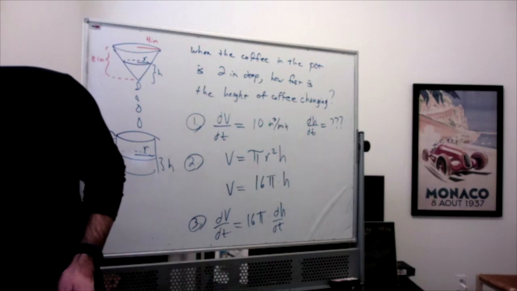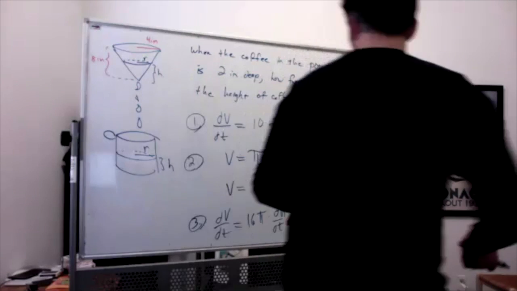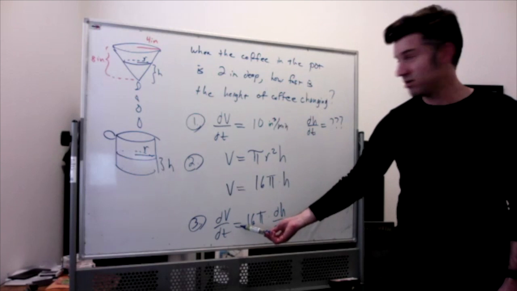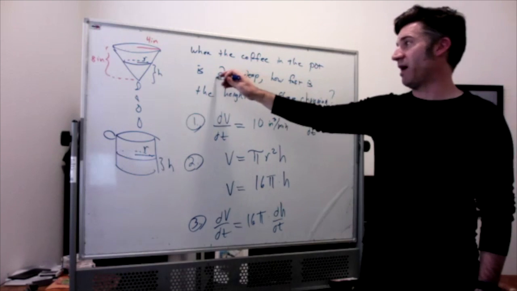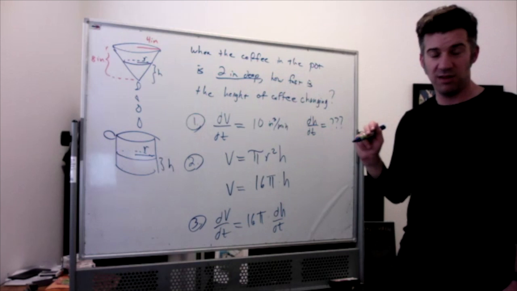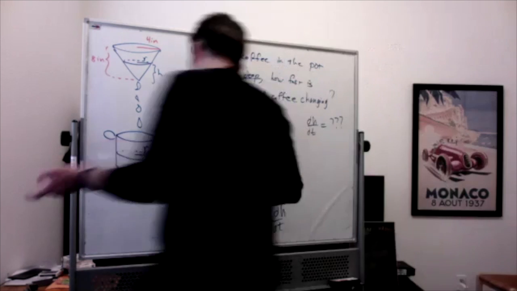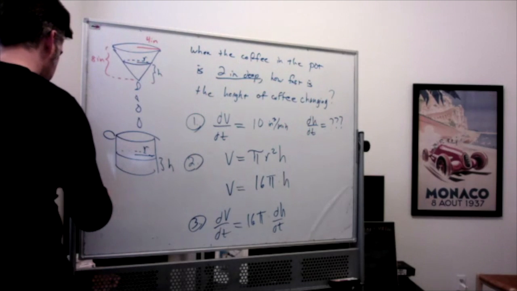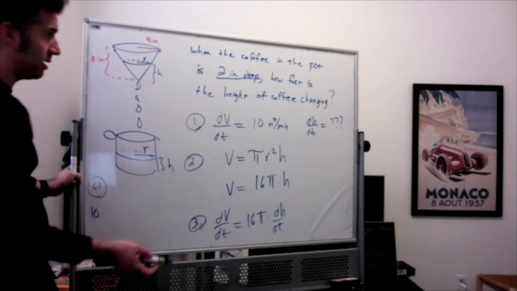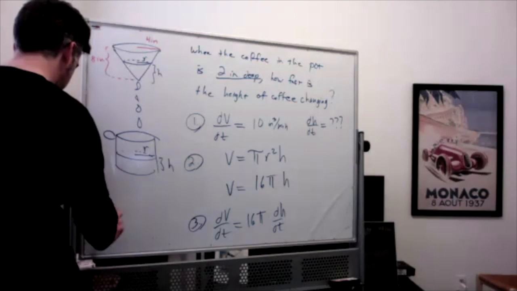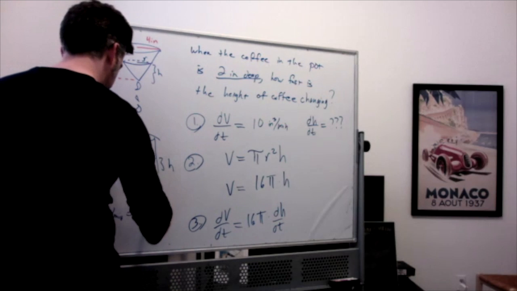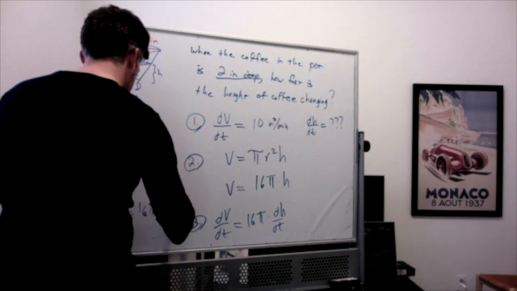So I only have one thing. Well, that's not true. I have 2 things I know, but there's only one place to plug any of them in. I know the dV/dt is 10. There is nowhere to plug in the fact that it's 2 inches deep. That's okay. Sometimes they give you too much information, they're trying to trick you. So I'm going to plug in, I'm going to get 10 cubic inches per minute, if you really want to write the units, equal to 16 pi times dH/dt.